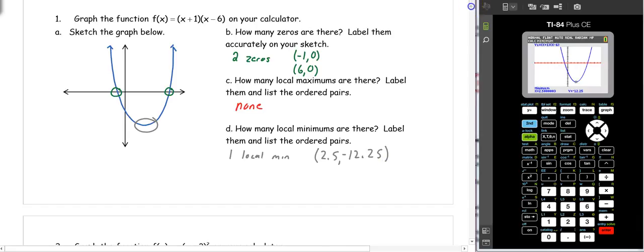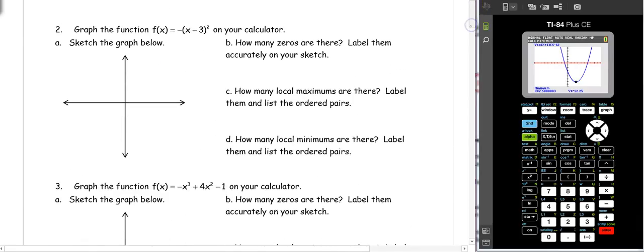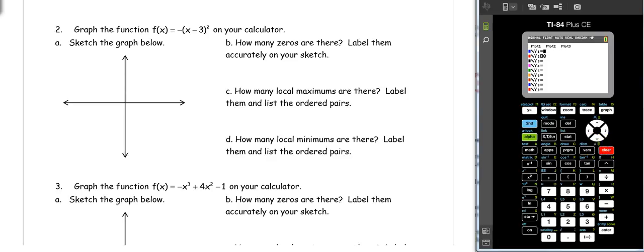So let's look at another example. Number 2, graph the function f of x equals negative x, parentheses x minus 3 squared. So in y equals, for our y1 equation, we're going to put negative parentheses x minus 3 squared. And we're going to leave the 0 for the y2. So we're going to hit graph. So this time I have an upside down parabola, and it's intersecting the graph only once.